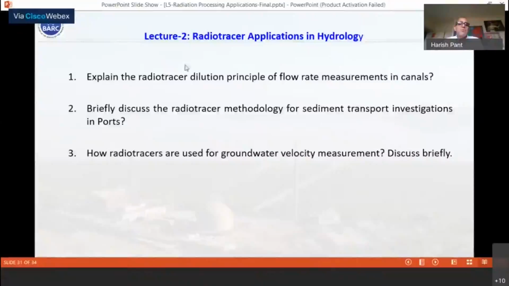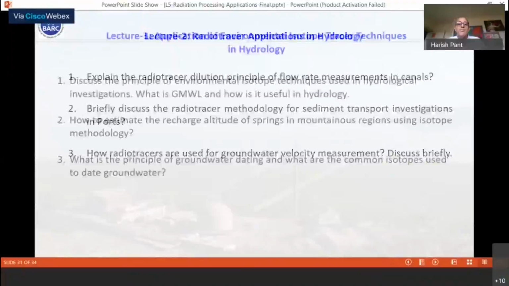Next is radio tracers in hydrology. There are 3 questions here. Explain the radio tracer dilution principle of flow rate measurement. Just draw the diagram and give the equations, with no need to be very descriptive. Briefly discuss the radio tracer methodology for transport investigation in ports. What is the methodology, how this application is carried out in ports, what it is carried out for, and how it is carried out, that you can discuss. How radio tracers are used for groundwater velocity measurement. This you can also discuss briefly.